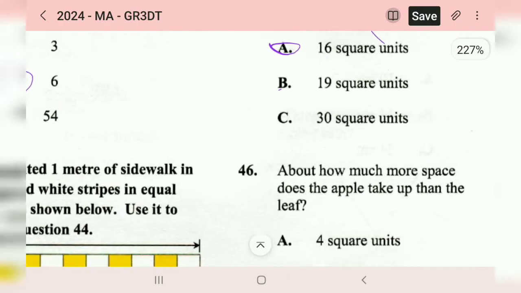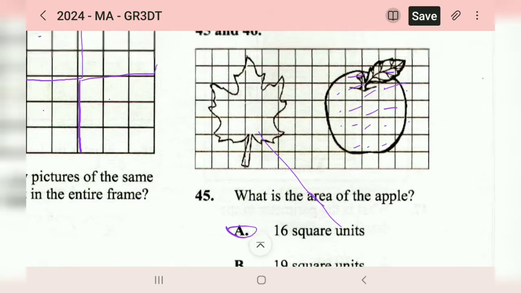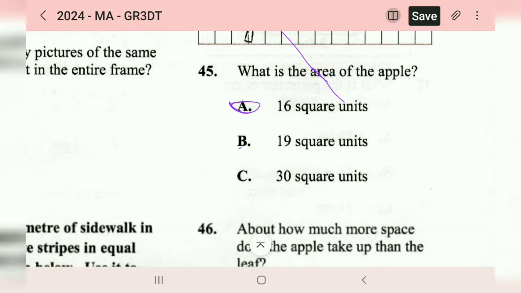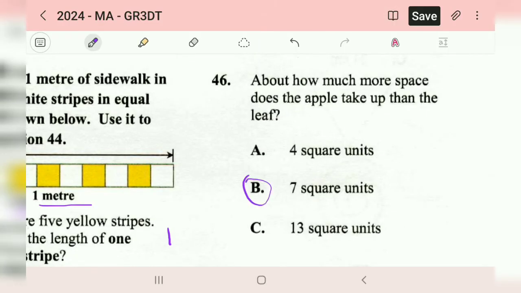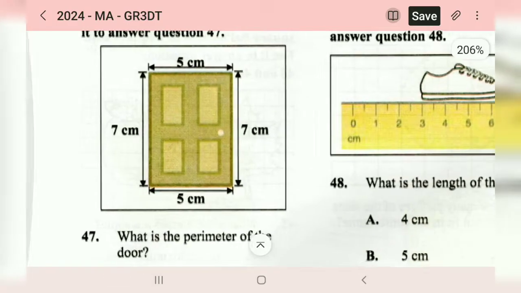Moving on to the next one, 46. About how much more space does the apple take up than the leaf? Alright, so let's look at the leaf. 1, 2, 3, 4, 5, 6, 7, 8. Call this 9. This would be 10. This and this together could be 11. So let's say we're working with 11 and 19. So about 7 more. Alright, call that B. Guys, if you get that one wrong in the exam, you can't fail it. Alright? But moving on.